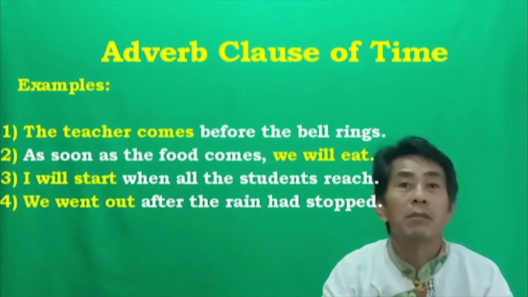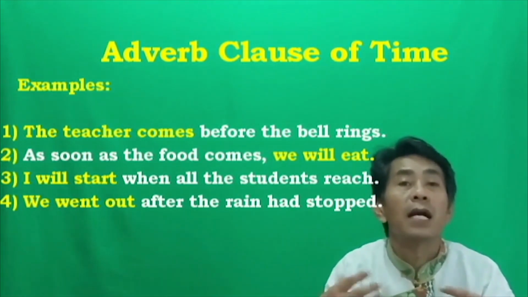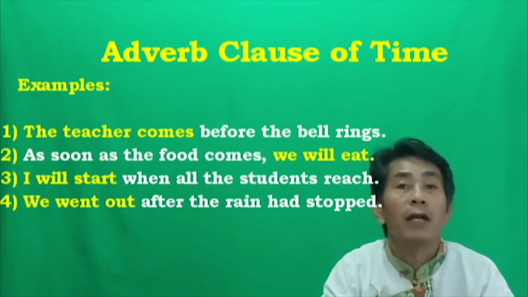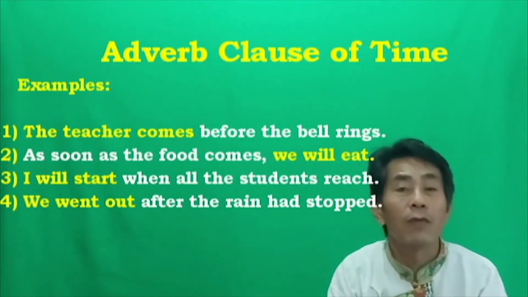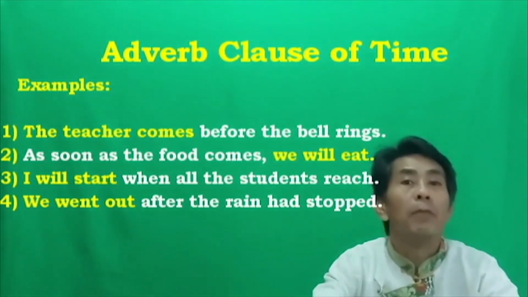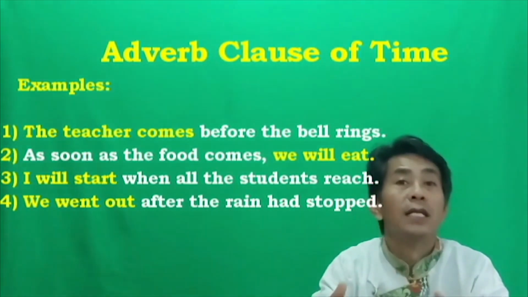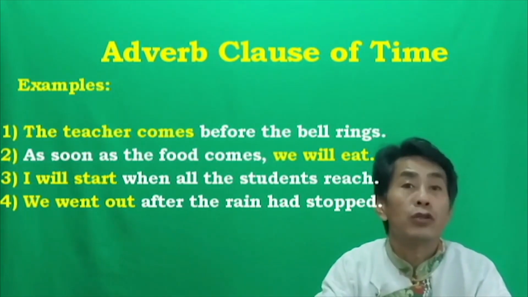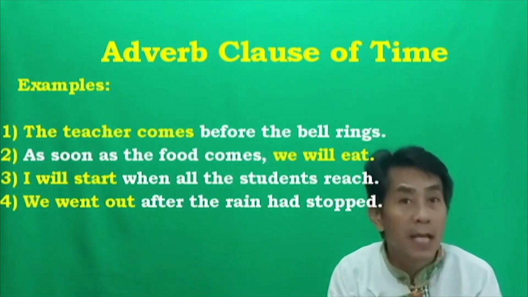Now, first example: the teacher comes before the bell rings. We are talking about the teacher coming. At what time did the teacher come? When did the teacher come? We are describing the time. So here this clause is taking the role of showing us the time. So this is an adverb clause of time.